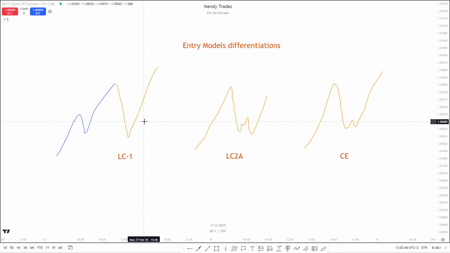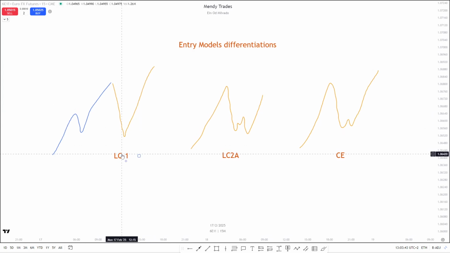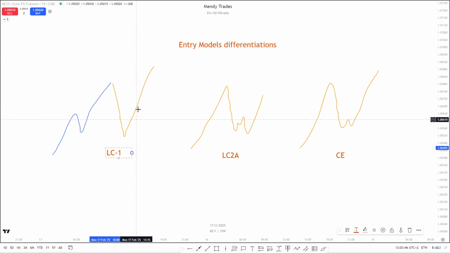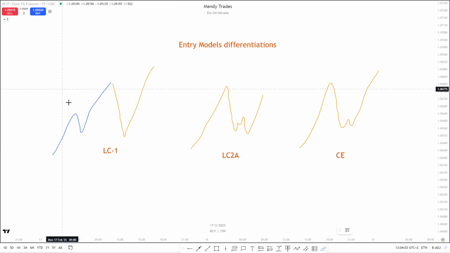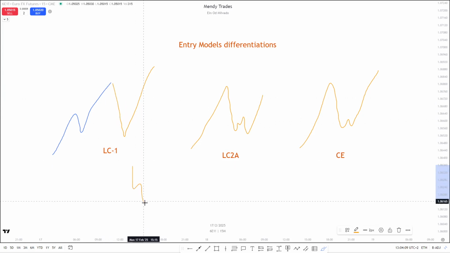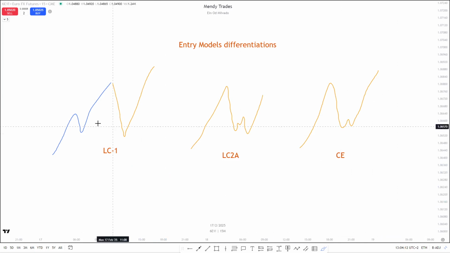There are a few recommendations for the steps or the checklist that you want to have around each model. I won't go through every one of them, but I'll go from the top. On LC1, you want a tight range, and when you are trading in a tight range, you don't have a lot of time for structure to be built and manipulation, so you look for LC1.